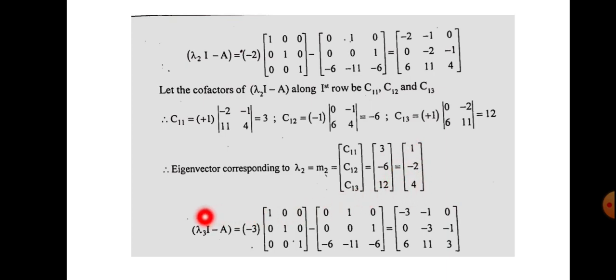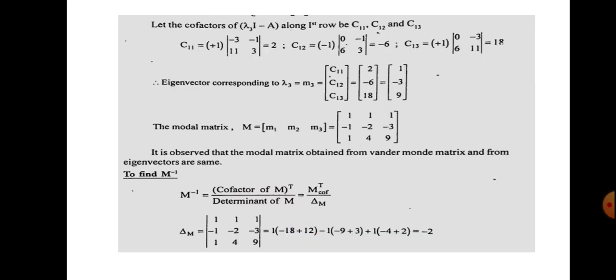Similarly, when lambda 3 is equal to minus 3, you can find the same matrix and the cofactor elements, then the eigenvector corresponding to those cofactor elements, so you will get M3. So it is a column matrix. Similarly, here also you can divide it by 2, that is a common term. So you will get a matrix like this.